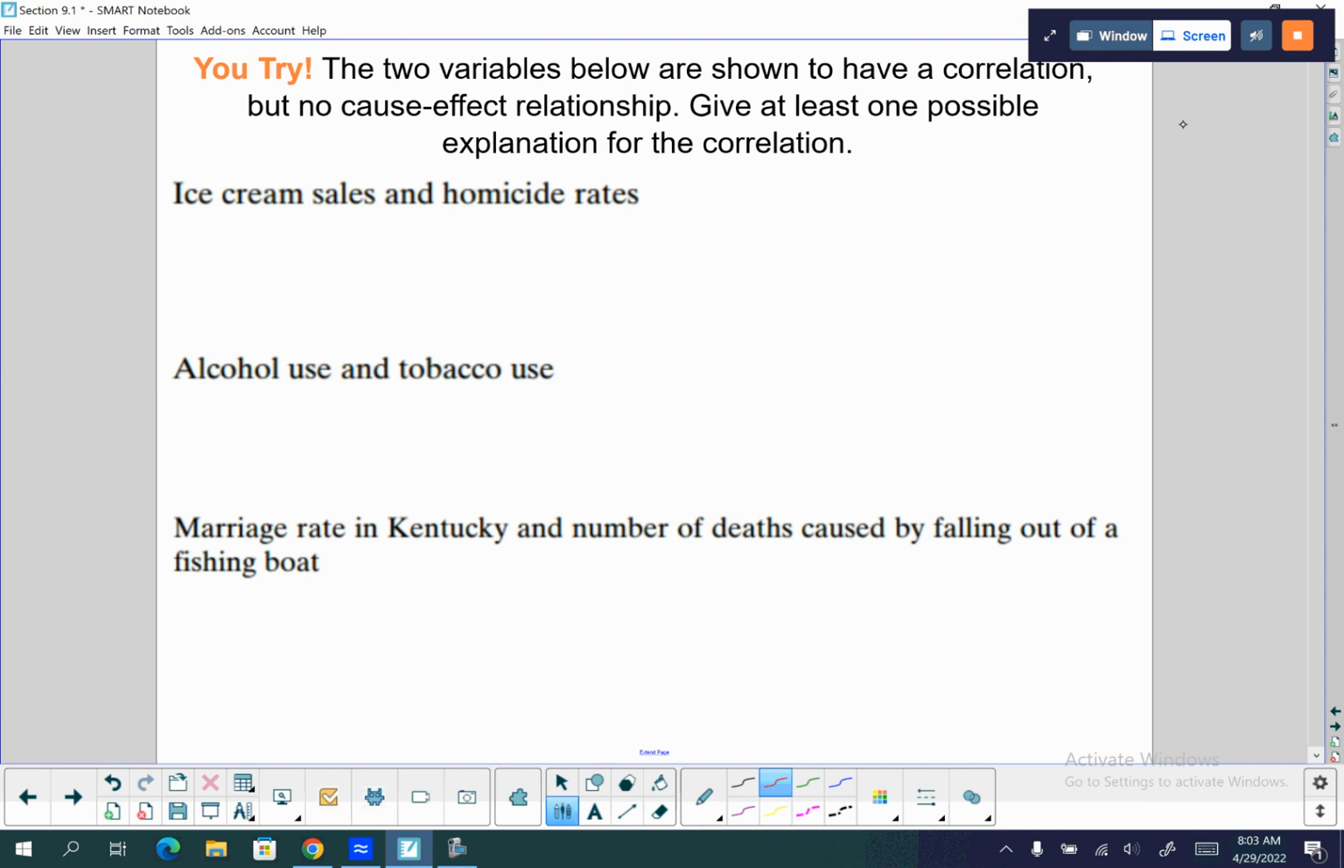Okay, are we ready to discuss? Okay, so give an explanation for why ice cream sales and homicide rates are related to one another, given that there is no cause and effect relationship. Yes? More gangs, so that means they're buying ice cream. Why do the gangs buy ice cream? I mean, everybody buys ice cream, right? So increased gang activity in the region.